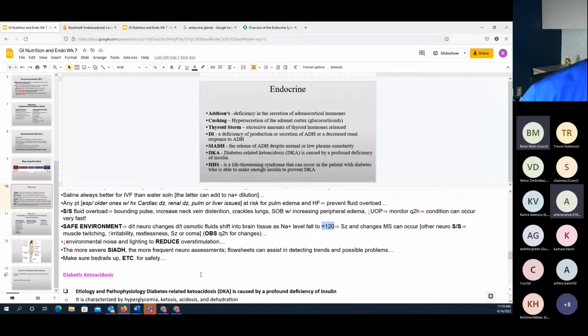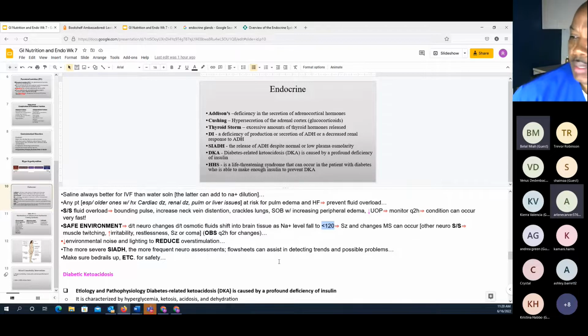So when you think about safety, bed in low position, side rails up, safety, safety, safety. Tell the patient not to get out of bed. You may need to check on the patient more frequently, because especially if they have a change of mental status, they may be getting out of bed anyway.